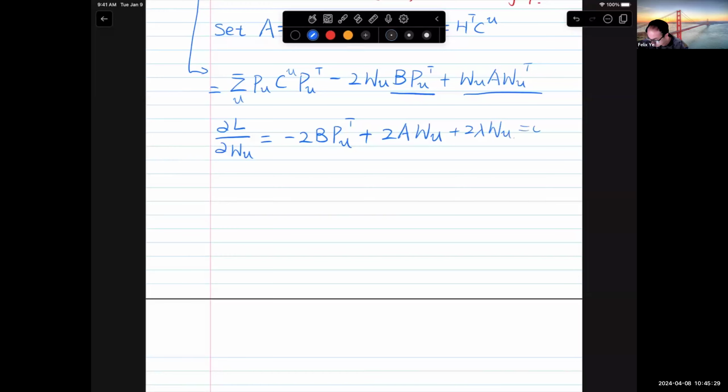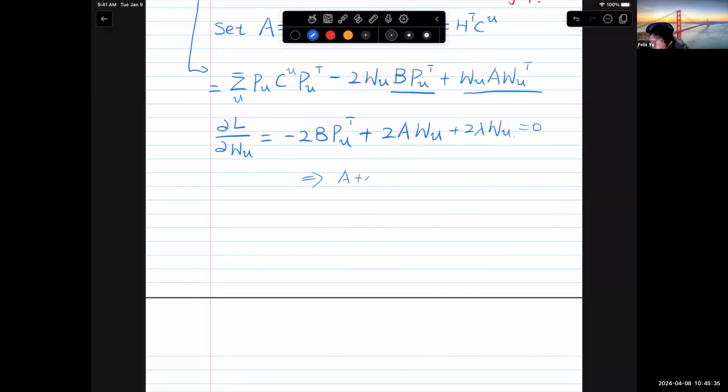And we know we're going to set this to be 0. And this is basically to say A plus lambda identity times WU equal to B PU transpose. So as a result, this W star has an analytical solution: A plus lambda I inverse B PU transpose. Okay, and obviously this is a very important part.